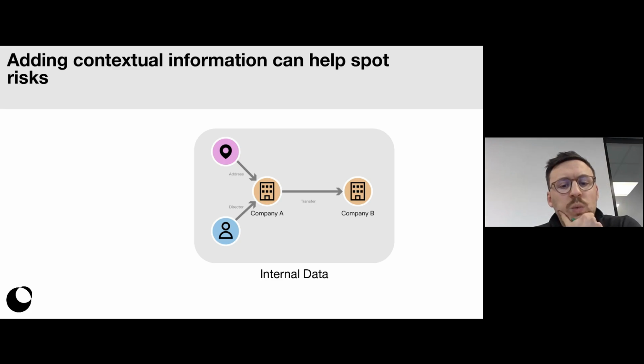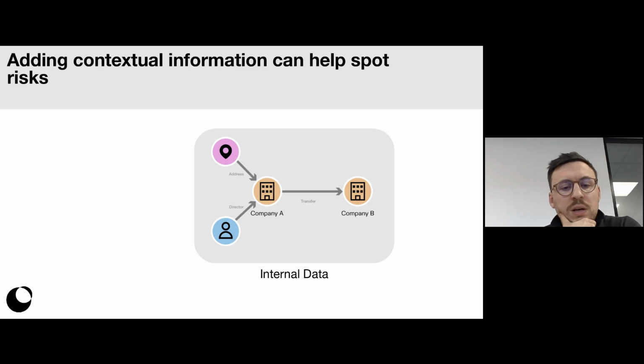So let's see how graph analytics, graph technology, can actually reinforce or help with those weaknesses that we have identified in traditional transaction monitoring systems. First of all, the main value of graph analytics is adding contextual information to help spot the actual risk.